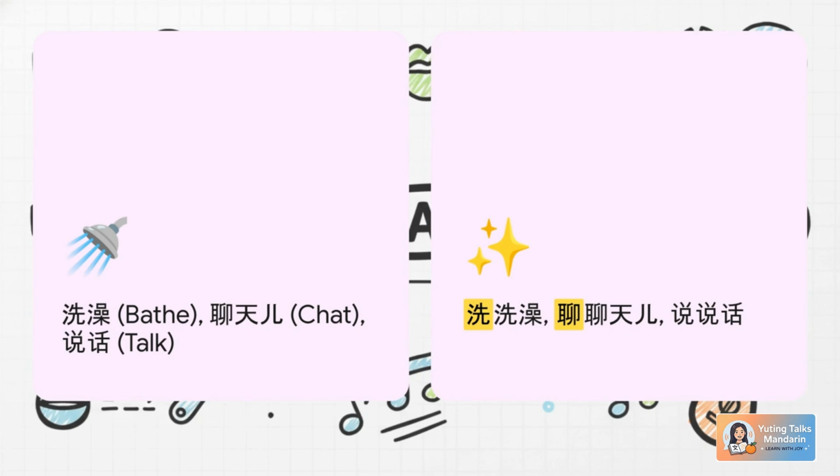All right, let's look at a few more common everyday words. We have 洗澡 for taking a shower, 聊天 for chatting, and 说话 for speaking. Now, if we apply our doubling rule, 洗澡 transforms into 洗洗澡, which means taking a quick shower.